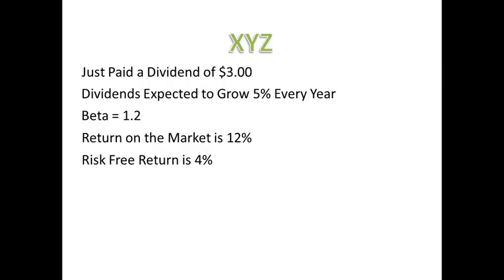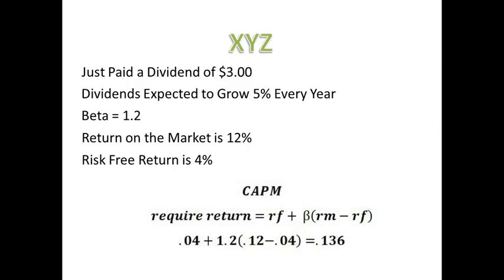First, we would figure out the discount rate, which is the required rate of return, by using the capital asset pricing model, known as the CAPM. Then, we would plug the discount rate along with other given figures into the constant growth dividend discount model. The capital asset pricing model gives us a discount rate of 13.6%. We did this by plugging in our assumptions to the capital asset pricing model: our risk-free rate of 4%, and then we added that to the beta of 1.2 times the difference of the return of the market and the risk-free rate.